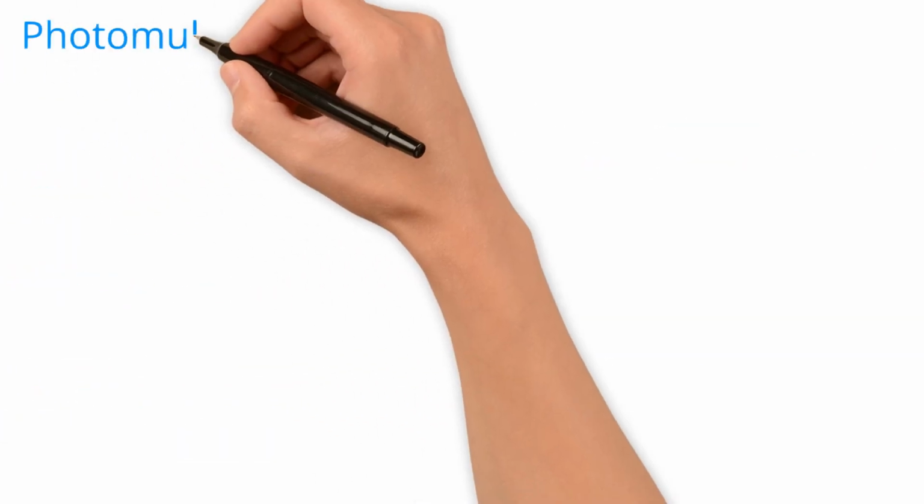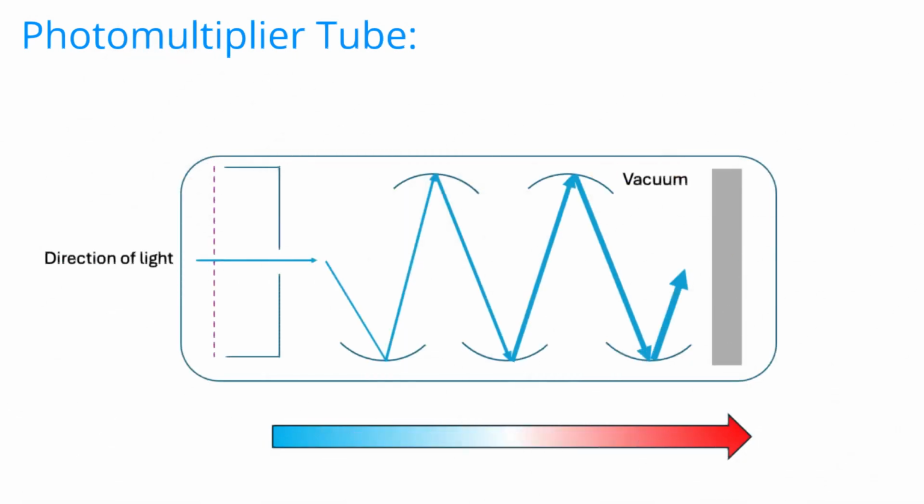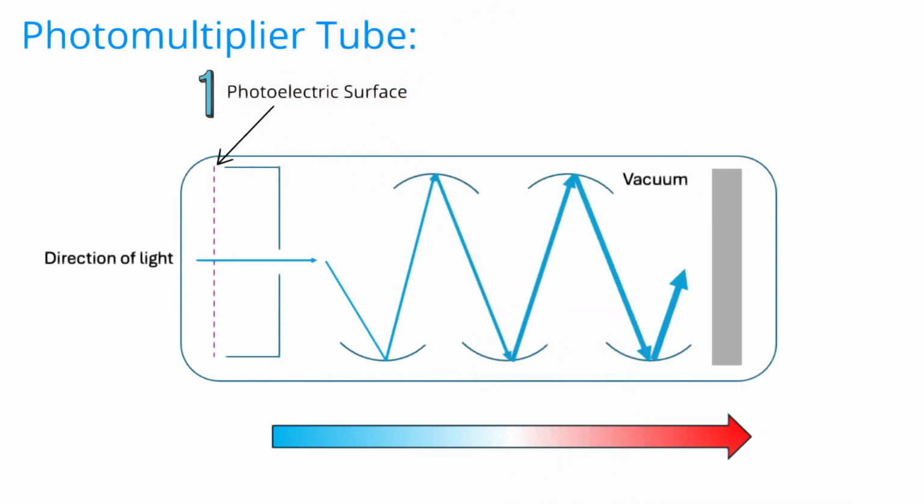The blue light is sent through the optic fibers to a photomultiplier tube. Here, in step 1, the incident light strikes a photoelectric surface. Photoelectrons are emitted. However, there are too few of them to measure a significant electric current.